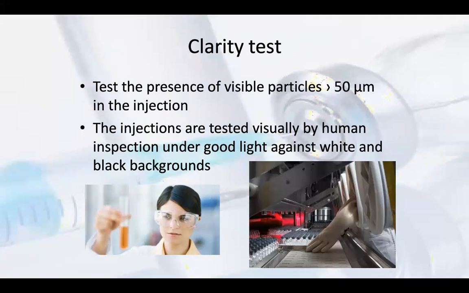Clarity test. Test the presence of visible particles of 50 micrometers in the injection. Injections are tested visually by human inspection under good light against white and black backgrounds. For black particles they use a white background, and for white particles they use a black background. They have to check the clarity test over that screen.